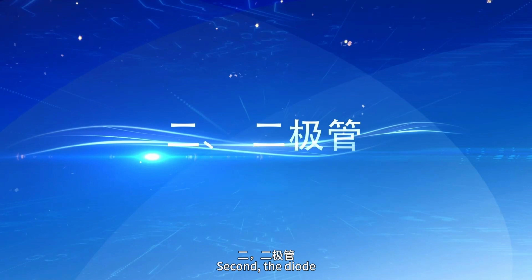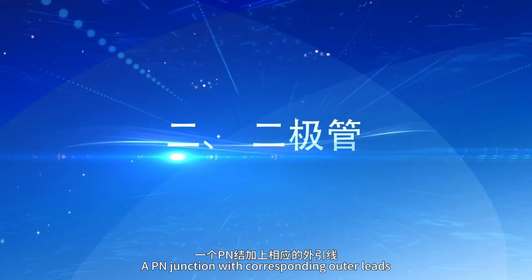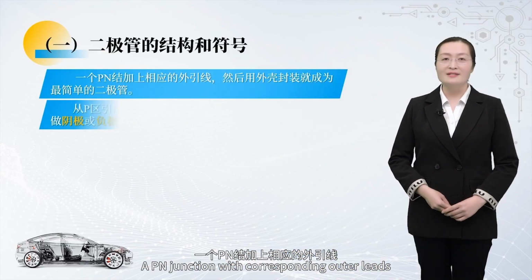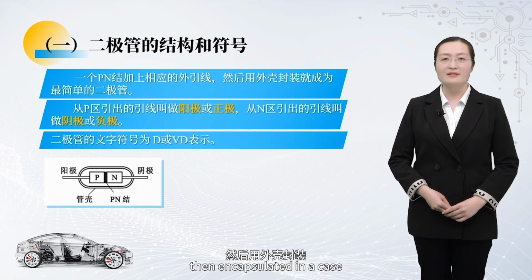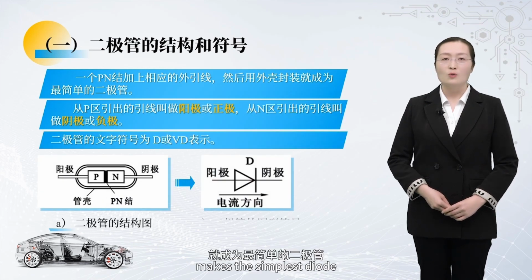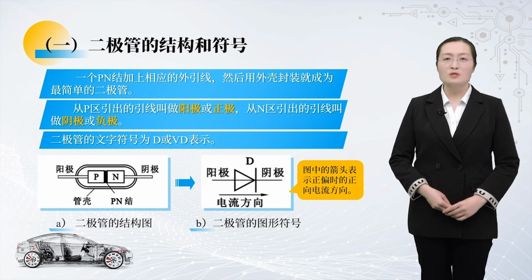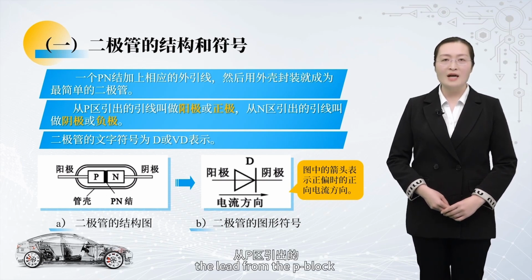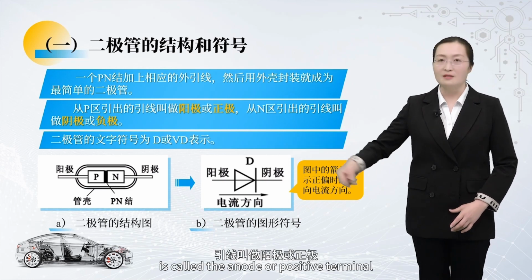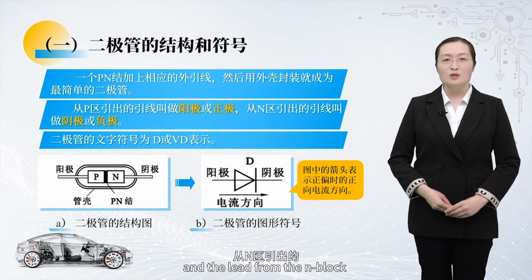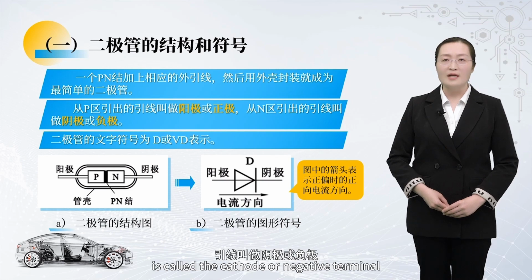Second, the diode. A p-n junction with corresponding outer leads, then encapsulated in a case, makes the simplest diode. As shown in figure A below, the lead from the p block is called the anode or positive terminal, and the lead from the n block is called the cathode or negative terminal.